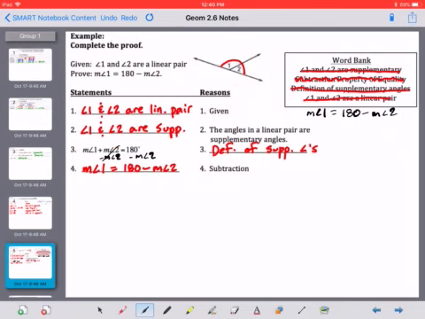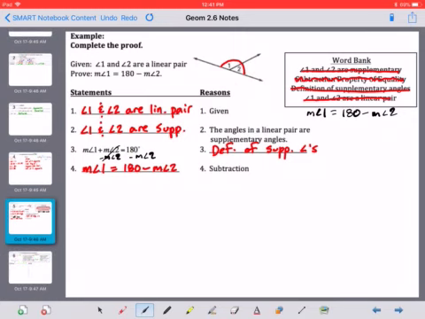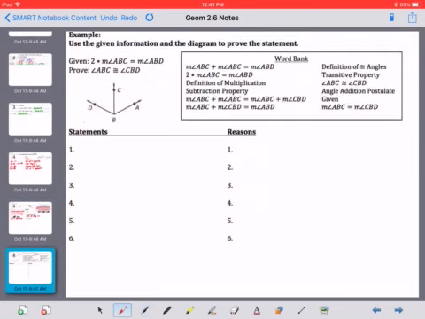All right. One last proof here. This is kind of a longer one, so let's get started. All right. So we've got a word bank again. That's going to help us out a little bit here. We are given that 2 times the measure of angle ABC, so if you double that, you get the measure of angle ABD, the whole thing. All right, and we are going to try to prove that angle ABC is congruent to angle CBD. So that's what we're going to try to get to.